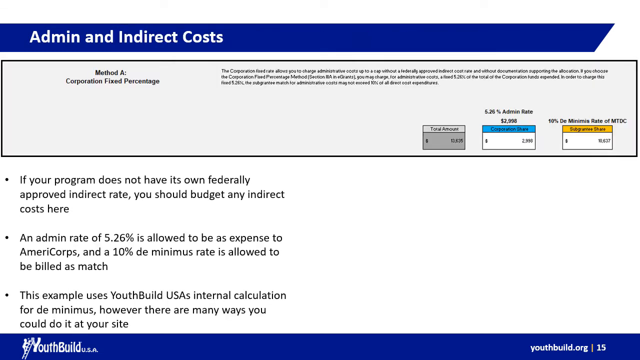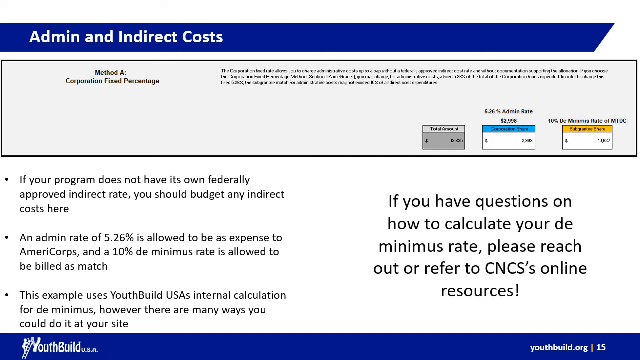If your program does not have its own federally approved indirect rate, you should budget any indirect here using method A. An indirect rate of 5.26% is allowed to be used as expense, and a 10% de minimis rate is allowed to be applied for match. This example uses YouthBuild USA's internal calculation for the 10% de minimis. However, there are many ways you can do this at your own site. If you have any questions on how to calculate your 10% de minimis rate, please reach out to us or refer to any of CNCS's online resources.